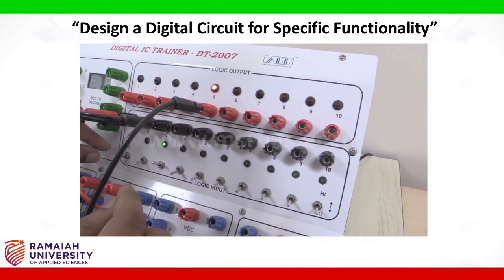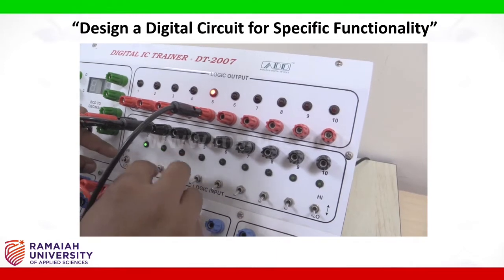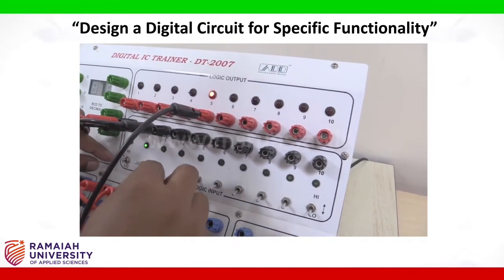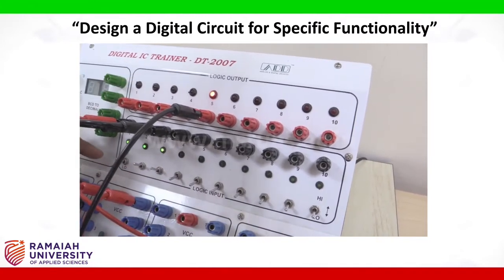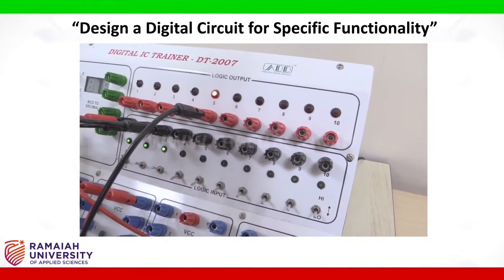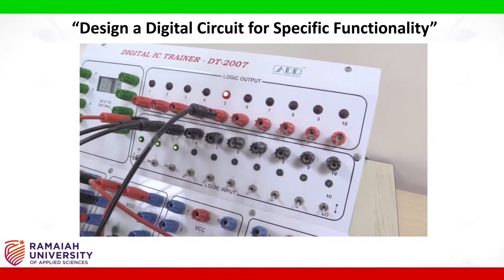I will try to change the inputs. 1 1 0, you can see the output is high, and also for the last input combination 1 1 1, the output will be high. So this completes the realization of the given POS form using basic gates.